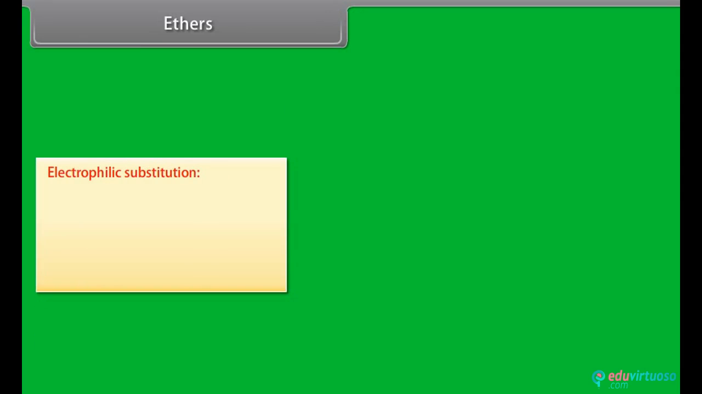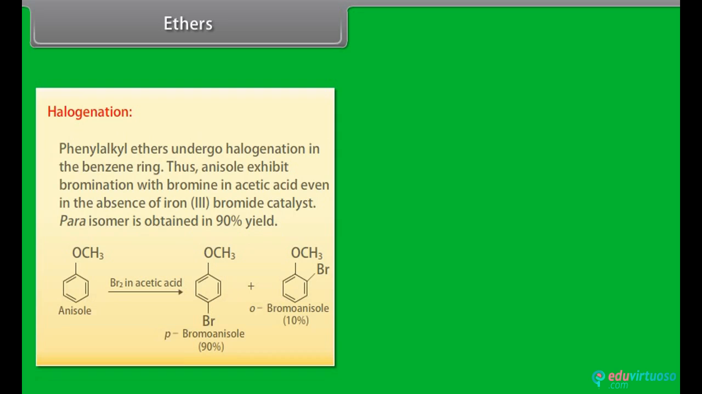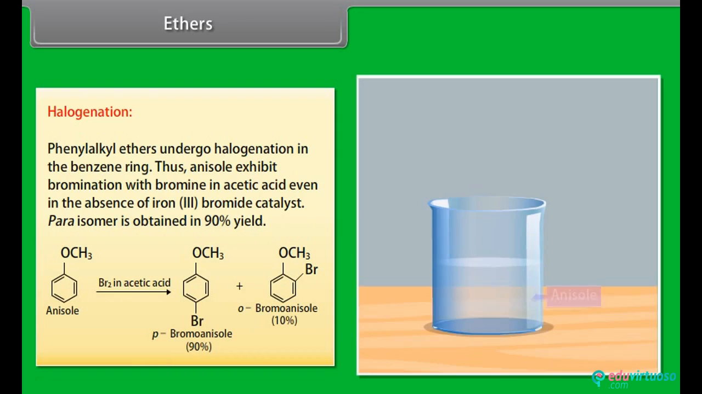Electrophilic substitution. The alkoxy group attached to the aromatic ring activates the ring towards electrophilic substitution and directs the incoming electrophile to ortho and para positions. Halogenation. Phenylalkyl ethers undergo halogenation in the benzene ring. Thus, anisole exhibits bromination with bromine in acetic acid even in the absence of iron tribromide catalyst. The para isomer is obtained in 90% yield.